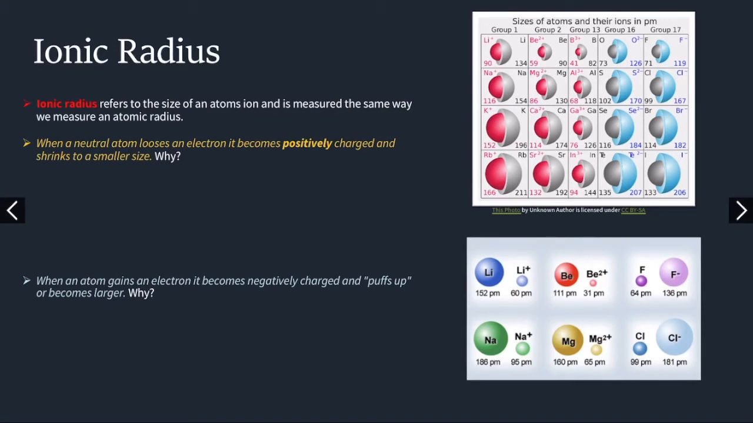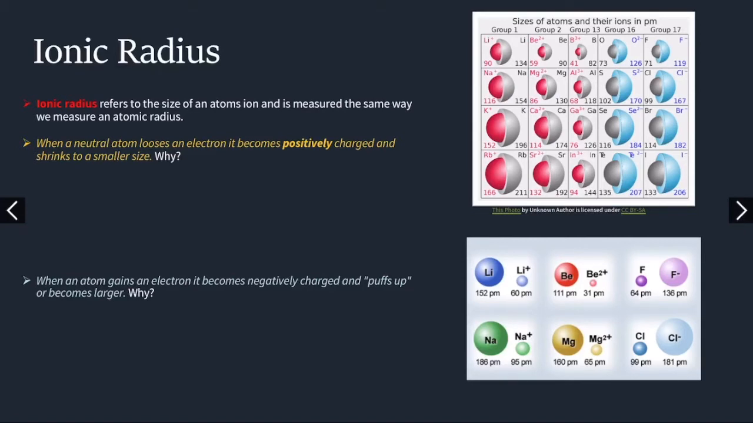So now let's talk really quick about ionic radius. And ionic radius just refers to the size of an atom's ion, and it's measured the same way we measure the atomic radius. And so remember, an ion is created when an atom either gains or loses electrons. All right, and so metals tend to lose electrons, and non-metals tend to gain electrons. And so that's something you really want to keep in mind.